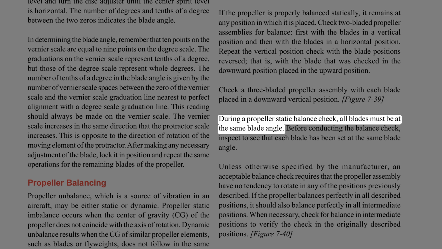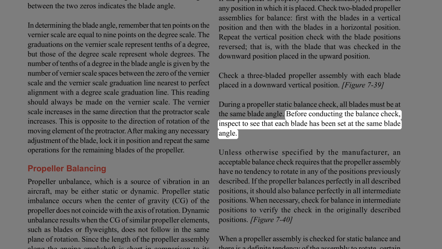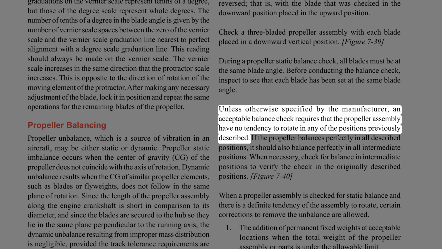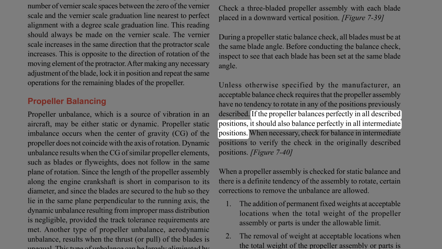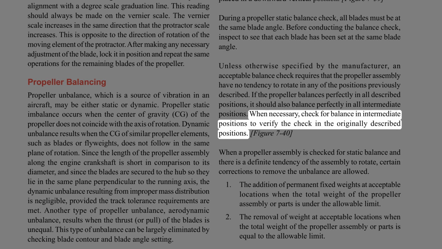During a propeller static balance check, all blades must be at the same blade angle. Before conducting the balance check, inspect to see that each blade has been set at the same blade angle. Unless otherwise specified by the manufacturer, an acceptable balance check requires that the propeller assembly have no tendency to rotate in any of the positions previously described. If the propeller balances perfectly in all described positions, it should also balance perfectly in all intermediate positions. When necessary, check for balance in intermediate positions to verify the check in the originally described positions.